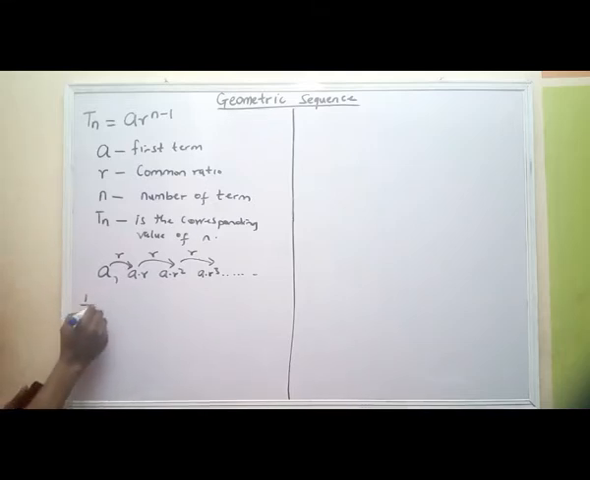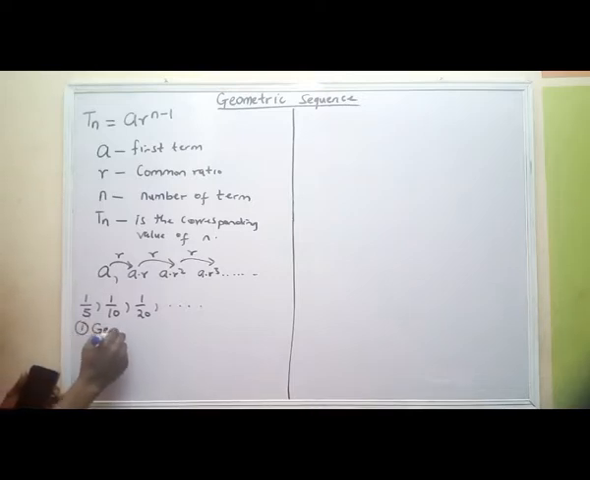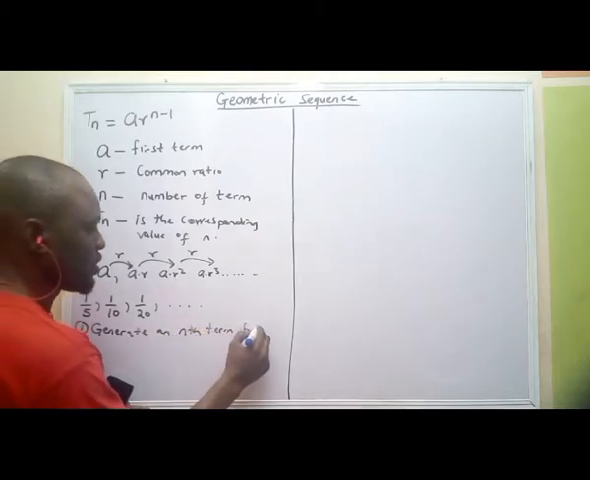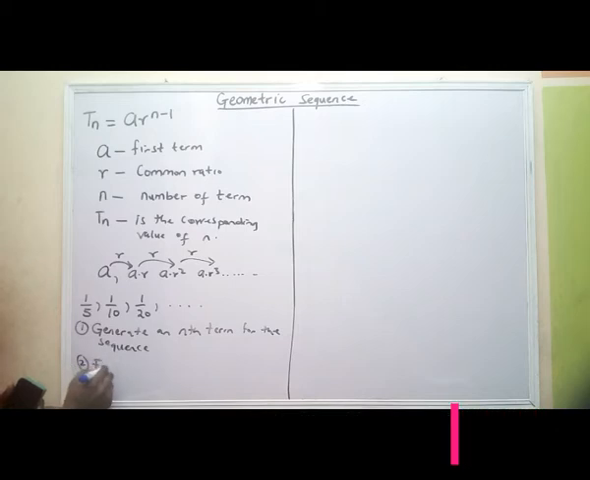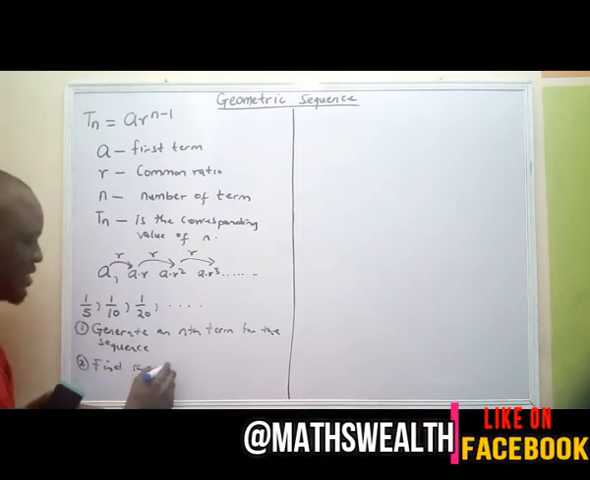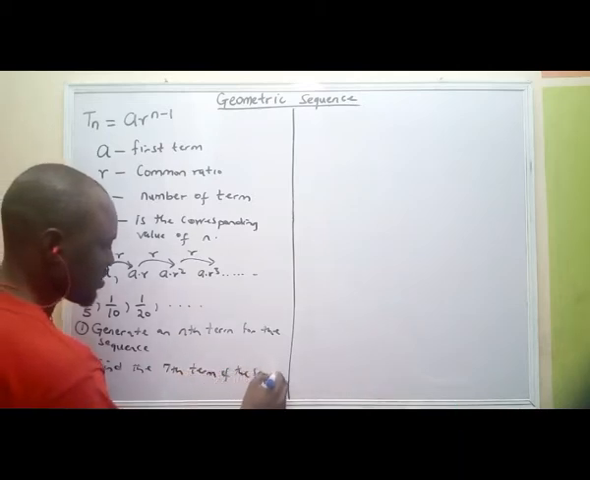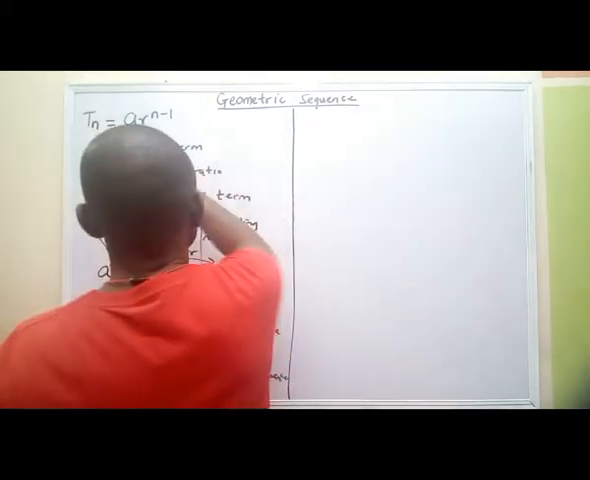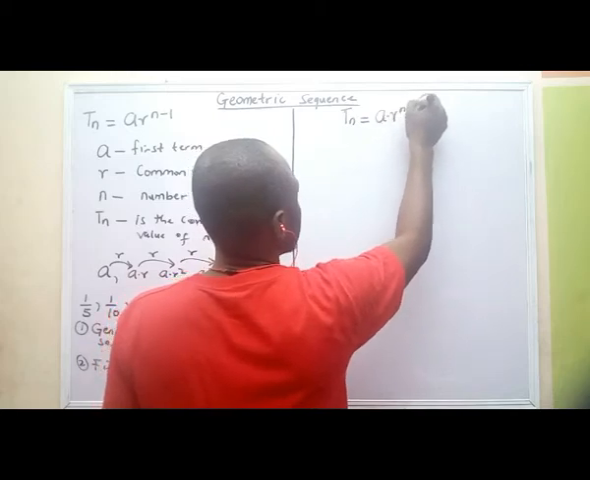Now let's take a question. Let's say we have 1 over 5, 1 over 10, 1 over 20, and so on. The question says: generate an n term for the sequence. The next question says: find the 7th term of the sequence. We want to generate an n term for the sequence using the general formula, which is T sub n equals a dot r raised to n minus 1.